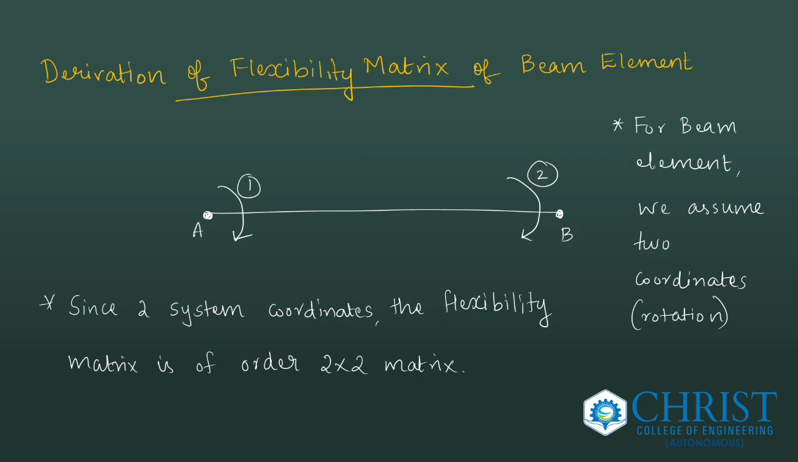Now let's see the derivation of a flexibility matrix of a beam element. So as we derived for the stiffness matrix for a beam element, we are going to derive the flexibility matrix for a beam element. I consider a beam element, we are assuming only two system coordinates, that is rotational system coordinates existing in a beam. So in major way, the beam bends, right? The beam bends, that means a flexure is occurring. So we are interested in considering only system coordinate as rotational coordinates or moment coordinates, ignoring the translational coordinates.